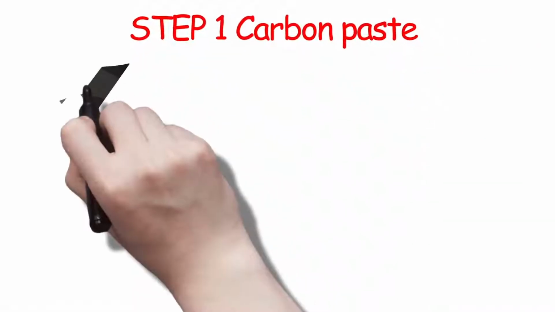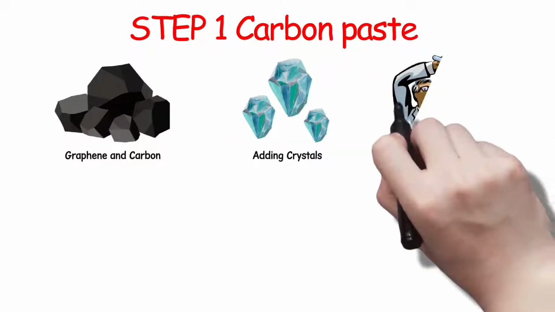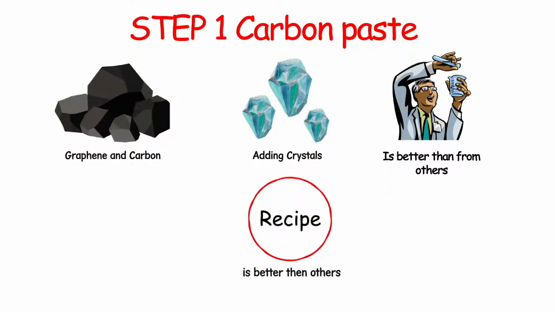We mix 71% carbon, a waste of coal, with graphene. Then we add crystals to it, and mix it all together. It is like baking a cake. Every baker has his own recipe. We believe that our recipe is better than others.